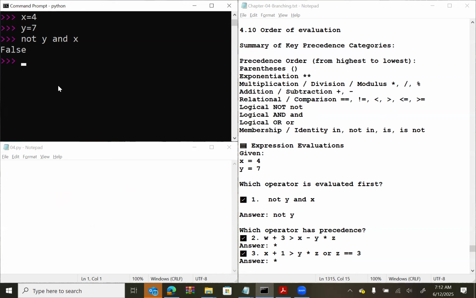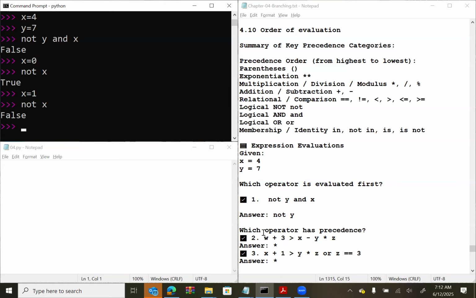So for example, x is equal to 0. And I say not x. That's true. Then x is false, so not x becomes true. x is equal to 1, not x. Okay, x is true, not x will become false. Just keep in mind.